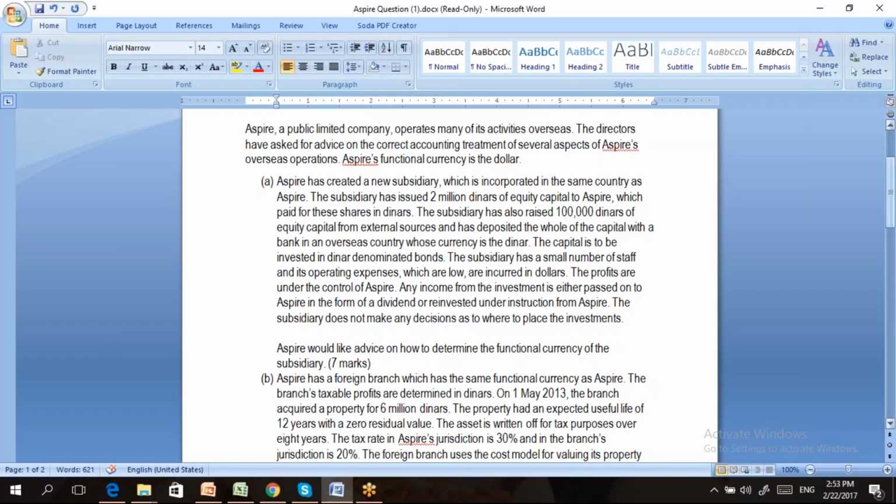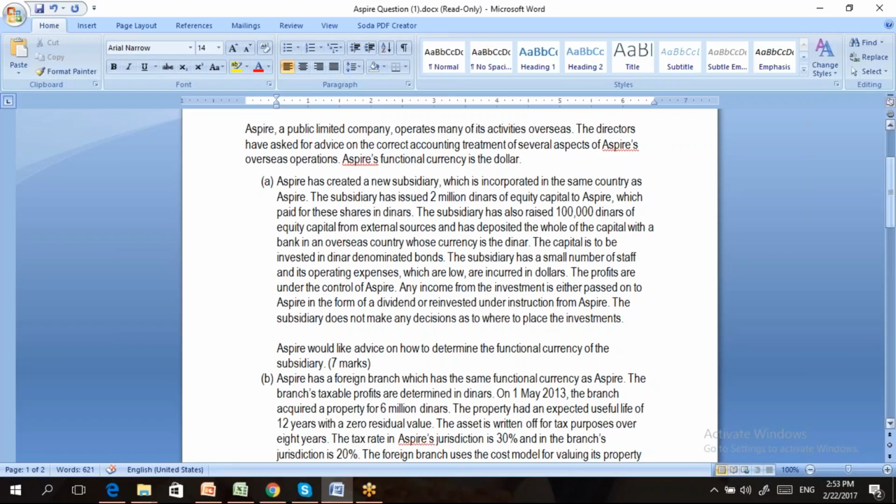There is a little bit of cost incurred, a small number of which are paid in dollars, but they are not material to decide the functional currency. So we don't have sales, we don't have big expenditure going out, and we only know that the decisions are made by the parent company. So we have to look at other factors.